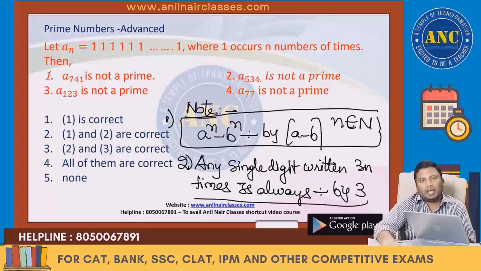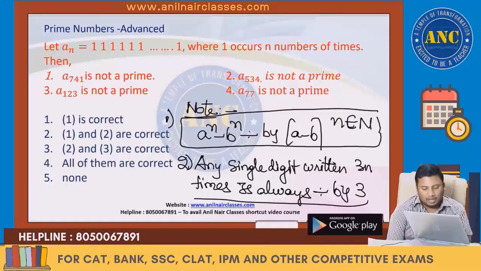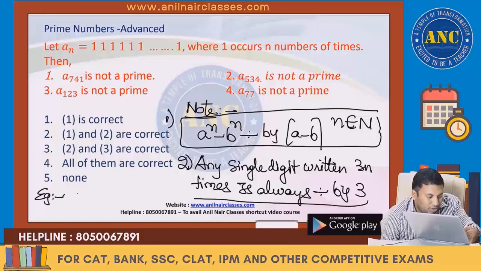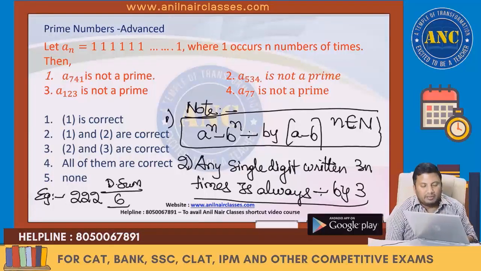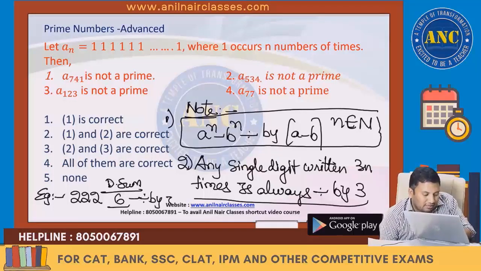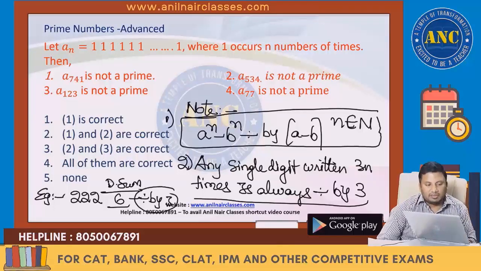A power n minus b power n is always divisible by a minus b if n is a natural number. Any single digit written 3n times is always divisible by 3. If 2 is written 3 times, 2, 2, 2. The divisibility rule of 3 is that the sum of the digits should be divisible by 3. 2 plus 2 plus 2 is 6, and 6 is divisible by 3.